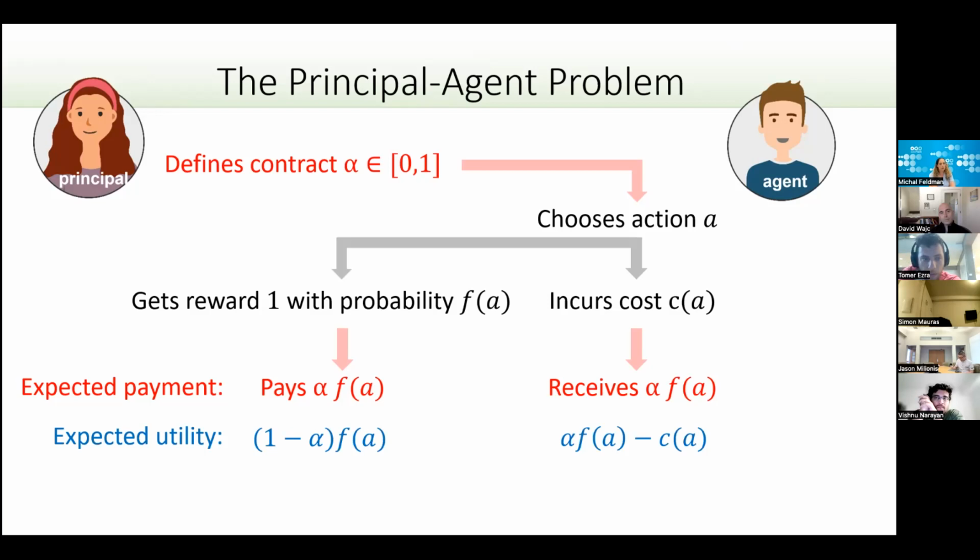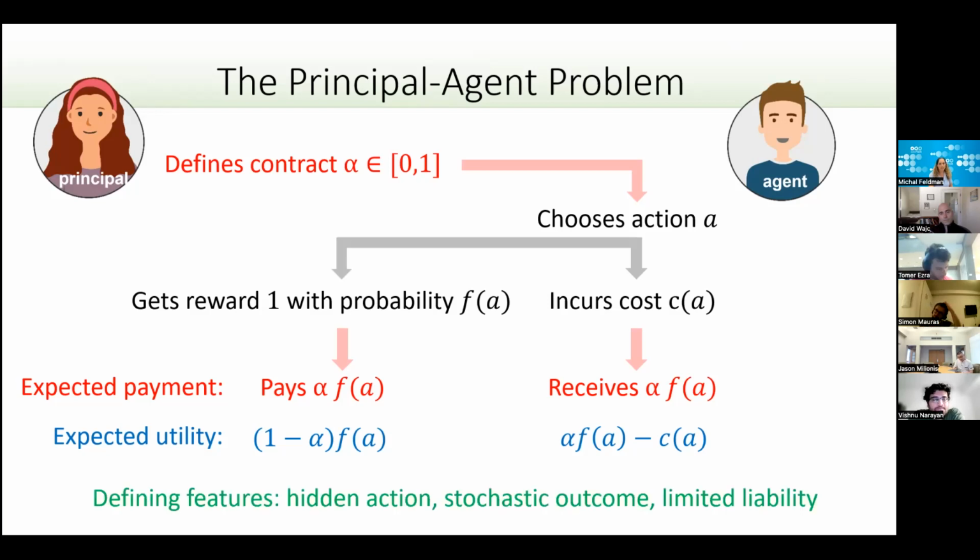So what's the expected utility of our two players here? The expected utility of the principal is (1 minus alpha) times f of a, because in the case of a successful event, the principal gets a reward of 1, and out of this 1, she pays alpha to the agent. What's the utility of the agent? The expected utility of the agent is alpha times f of a minus c of a. So in the event of a successful event, she gets alpha, but she incurs the cost of her action anyway, independent of whether the project is successful or not, because she worked and she incurs the cost. Good. So this is the entire model.